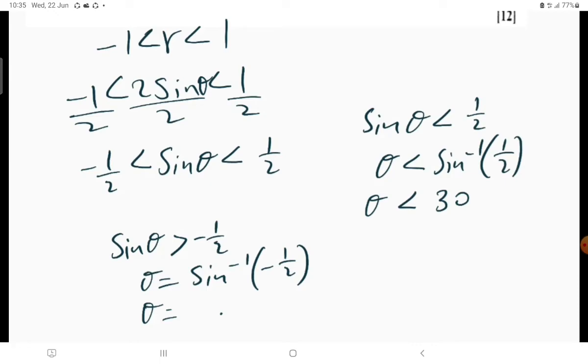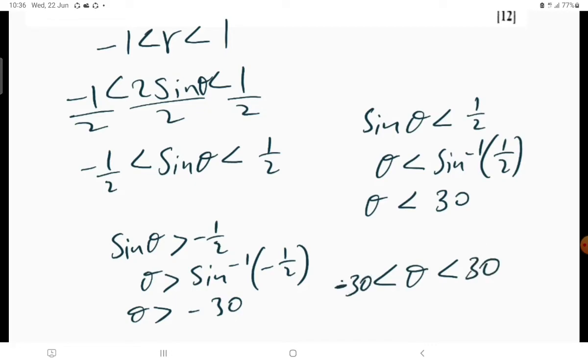sine inverse of negative 1 over 2, which is negative 30. Remember here we are having greater than, which means our theta must be greater than negative 30, and less than 30. So these are the values of theta that we have over there.